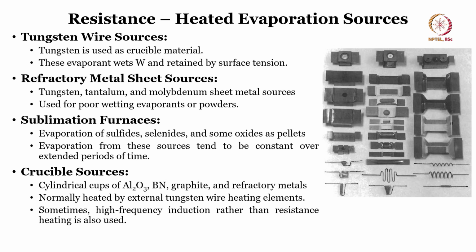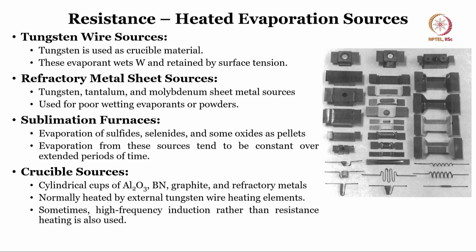Let us understand the heated evaporation sources. What are the different kinds of sources? There can be tungsten wire sources, refractory metal sheet sources, sublimation furnace sources, and crucible sources. Depending on what kind of material you want to evaporate, you can use different kinds of sources as shown in this particular schematic.